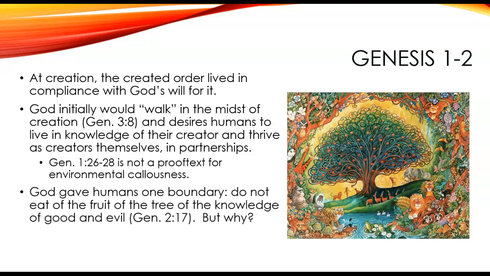So God gave humans one boundary, and that boundary, stipulated in Genesis 2:17, is that they should not eat of the fruit of the tree of the knowledge of good and evil. It's a very interesting command to give. So why, of all things, is this the one thing? Why is there even a tree there? You didn't want them to eat it. So lots of theological questions arise because of this, things people need to explore.